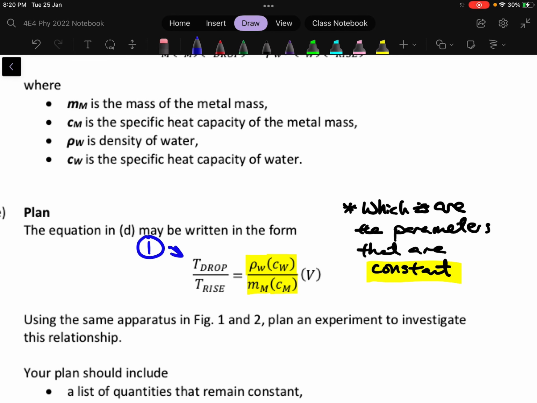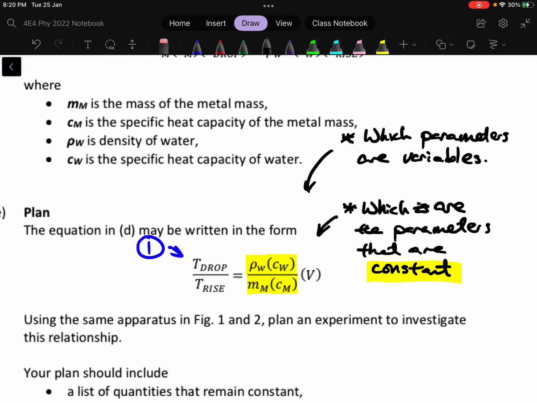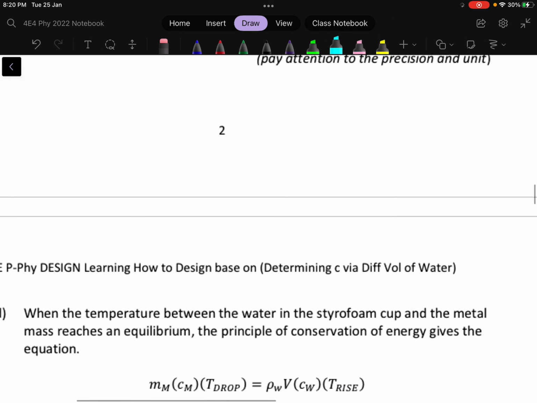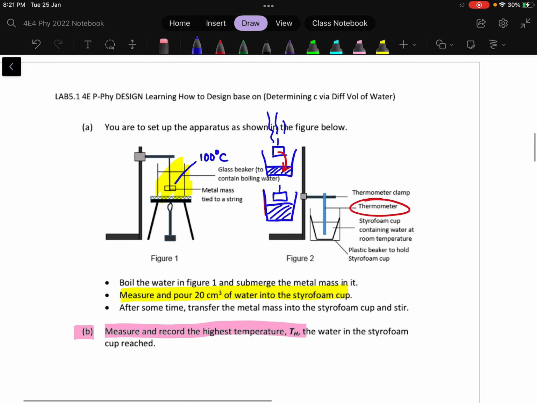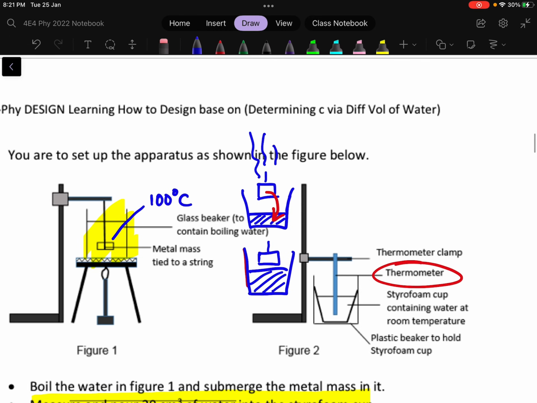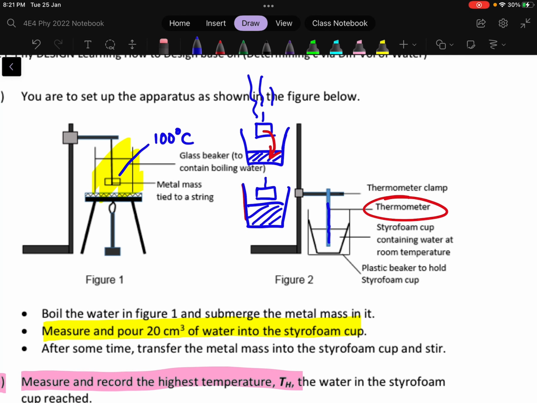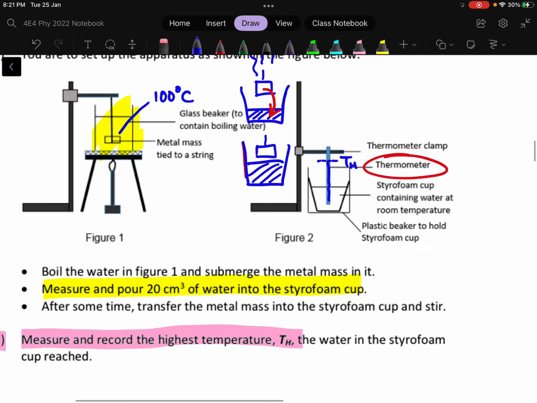The next step when I'm analyzing this is to ask myself which parameters are variables, the things that I am going to change. Well, I can change the amount of water. Temperature rise depends on the highest temperature that I'm going to get, right? If you look here, they are asking us to find the temperature rise of the water. To find it, I will take the highest temperature that I get. When I put the hot metal mass into the room temperature beaker, the temperature will rise, right? And when it is the highest, I will record TH.